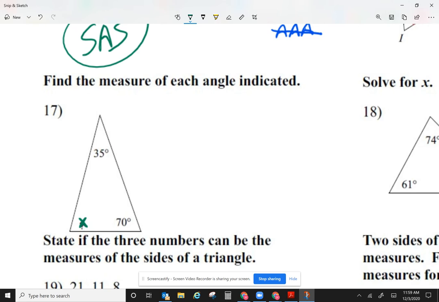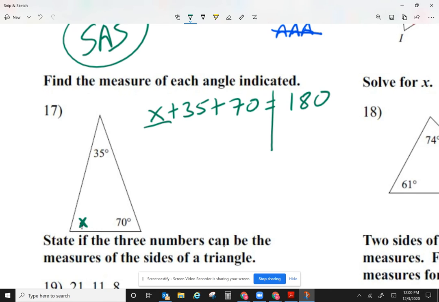Now what I'm going to do is, I know if I add all three angles of the triangle, so let me go x plus 35 plus 70, let me add all three, and it's going to equal 180, right? The three angles of a triangle add up to 180. Now it looks like a simple algebra question. Let me separate them through the equal sign.